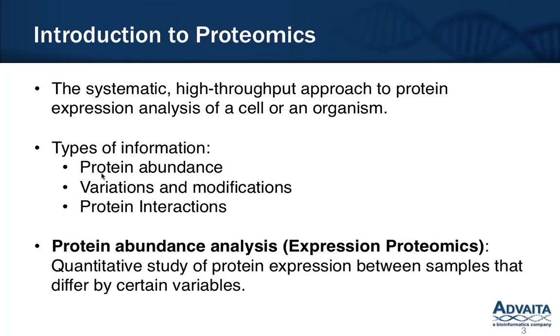So proteomics is defined as the systematic high-throughput approach to protein expression analysis of a cell or an organism. And it's pretty much analogous to an mRNA expression study, just with proteins. And you can extract many different types of information from proteomics, such as the abundance of proteins in a specific sample, structural information about proteins, such as variations and modifications, as well as protein-protein interactions.